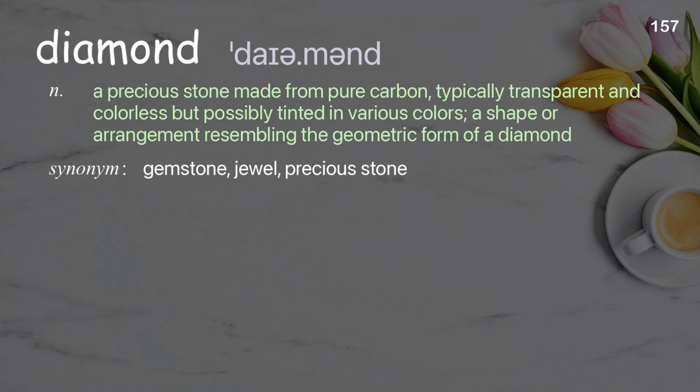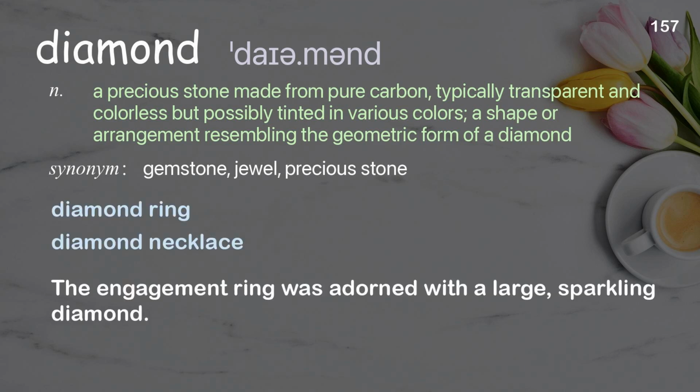Diamond. A precious stone made from pure carbon, typically transparent and colorless, but possibly tinted in various colors, a shape or arrangement resembling the geometric form of a diamond. Examples: diamond ring, diamond necklace. The engagement ring was adorned with a large, sparkling diamond.